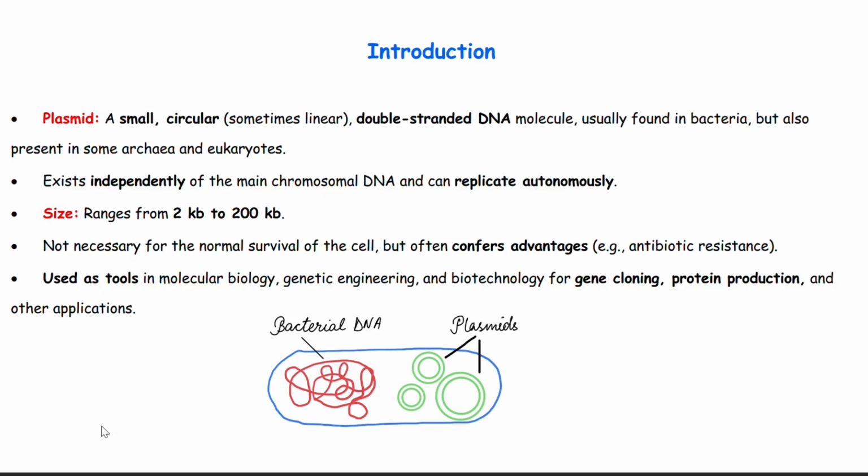A cell does not need a plasmid to stay alive, but a plasmid can give the cell helpful traits such as resistance to antibiotics or the ability to use special food sources. Because plasmids can copy themselves and sometimes move from one cell to another, they are extremely useful in genetic engineering and research.